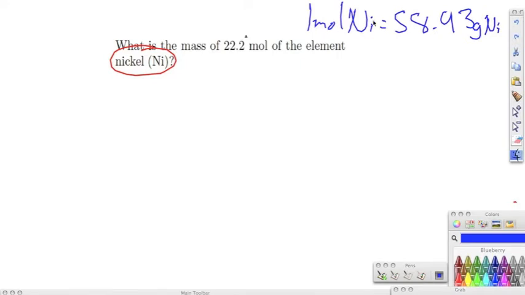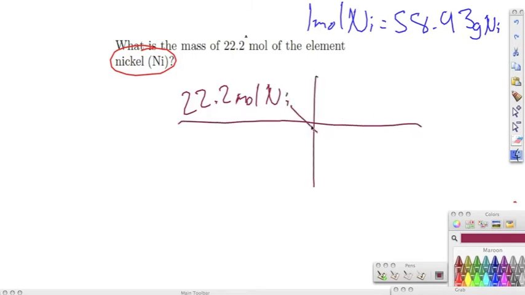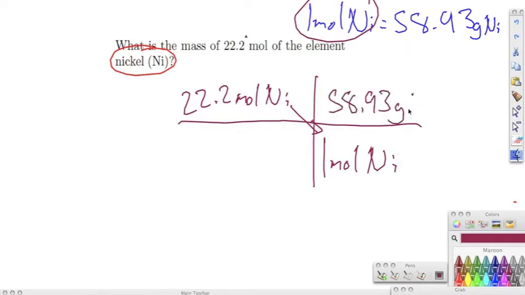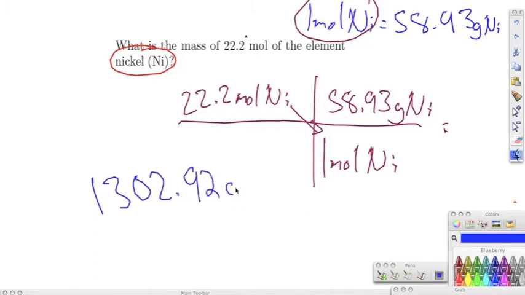Okay, so it wants to know the mass, which is grams, so we got the molar mass. So the next thing we do is we set it up, and we start with what the problem gives us. It gives us 22 moles of nickel. Start with what we got, and remember, whatever's on top has got to go on bottom. So moles of nickel, we see moles of nickel right there, so we put 1 mole of nickel, and then we put our 58.93 grams of nickel on top, and we multiply 22.2 times 58.93, and we should get an answer right around 1302.92 grams.